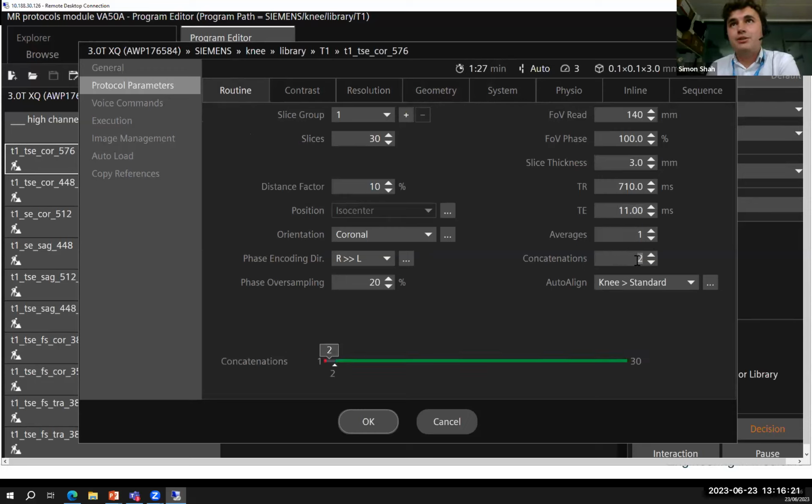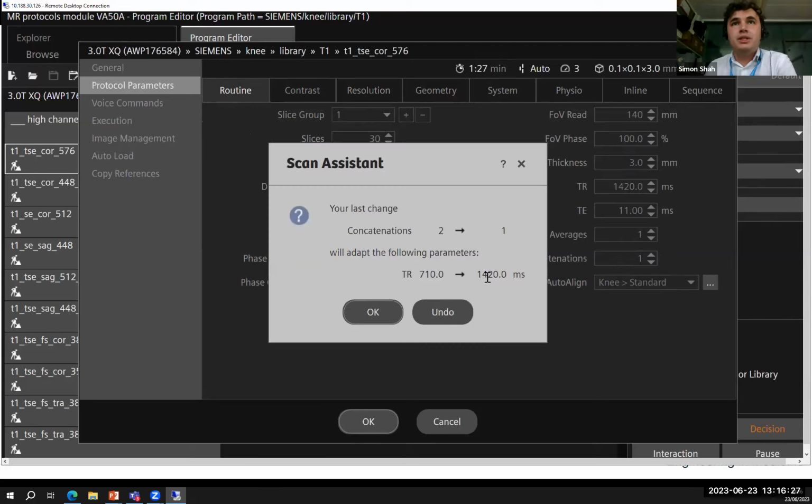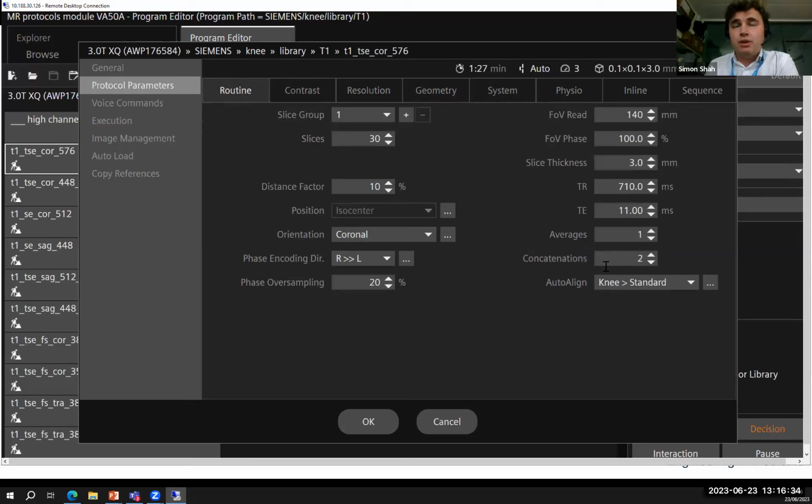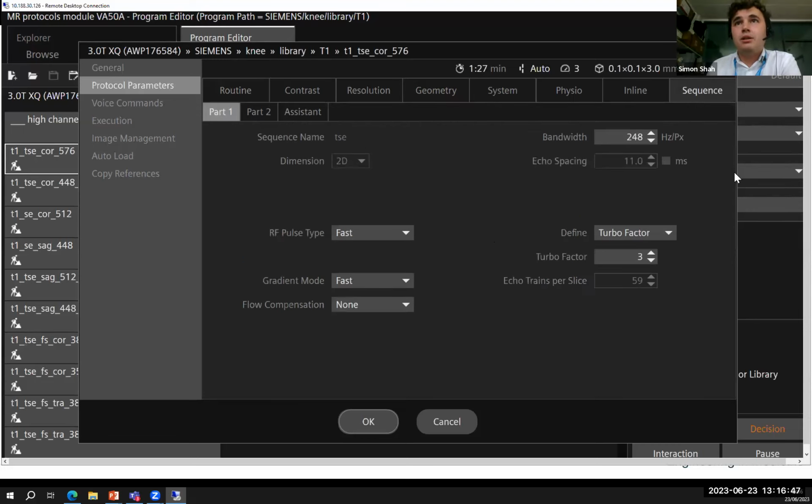There's a number of concatenations. Now we need to be careful. I did say changing it to one concatenation could work, but notice that the TR shoots up and we want a T1 weighted sequence, so we're not going to do that here. But there are opportunities to change that. I would potentially now go run this scan and see what happens. I suspect we might have to increase the phase oversampling. We might have to place some fat sat bands in, and we might need to look at flow compensation as well, which is hidden beneath Sequence Part 1 under flow comp.